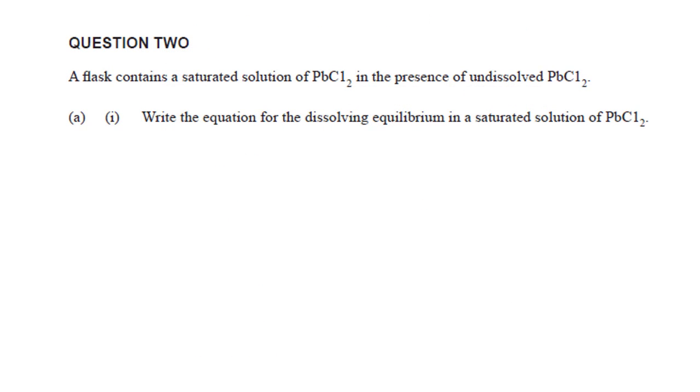Which reads, a flask contains a saturated solution of lead chloride in the presence of undissolved lead chloride. A. Write the equation for the dissolving equilibrium in a saturated solution of lead chloride. Okay, so we've got a saturated solution, so that always contains solid, which is dissolved into ions, and at the same rate that that's happening, we've got those ions going back to being a solid. So we just need to write the equation for that, which shows PbCl2 solid goes to lead ions plus 2 chloride ions, and we need to show that equilibrium relationship by putting that equilibrium arrow in there.